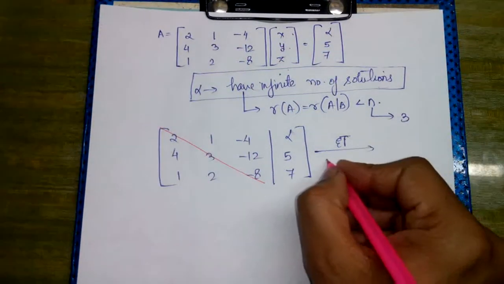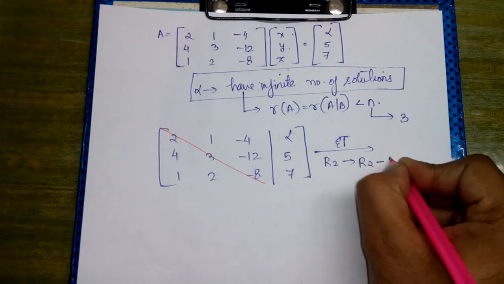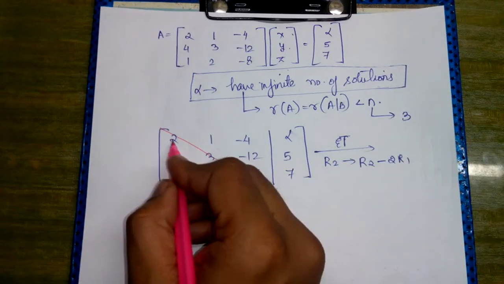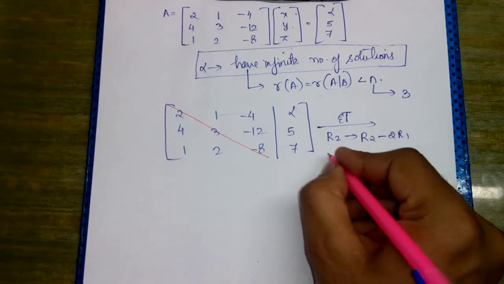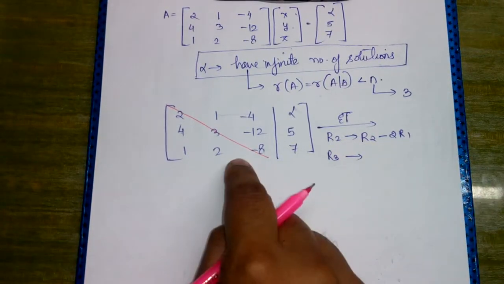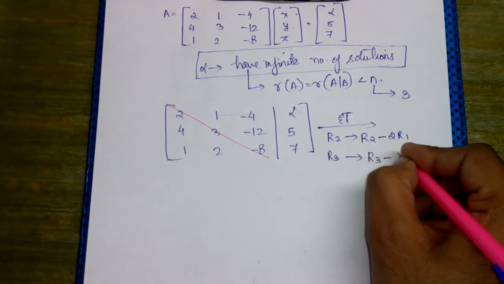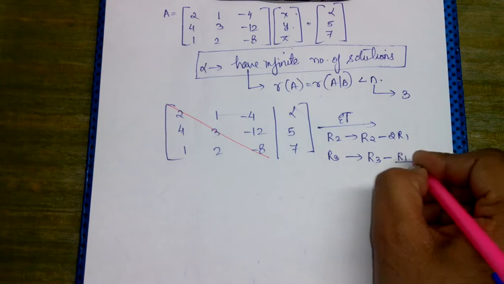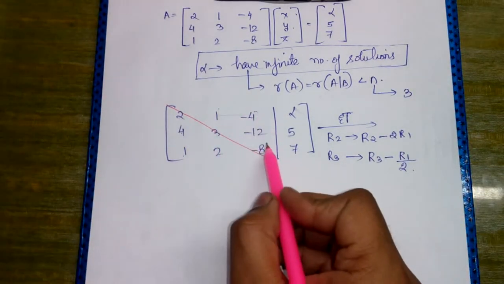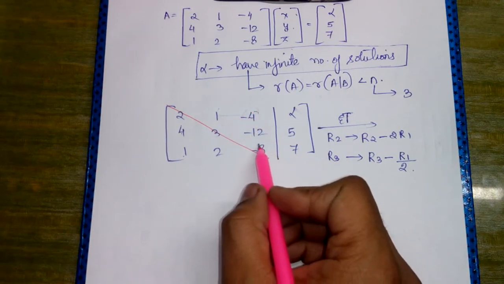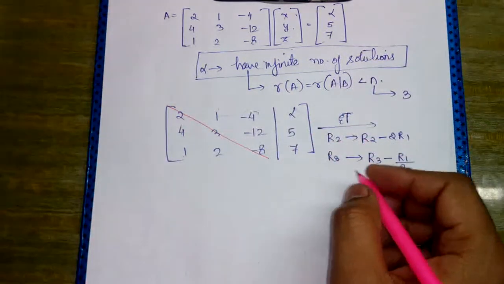The first operation that we will apply is R2 is replaced by R2 minus 2 times R1, because here there is 4, so we multiply the whole of R1 by 2 and then subtract. And R3 is replaced by R3 minus R1 upon 2, because here there is minus 4 and here minus 8, so we divided by 2 and then subtracted it from R3.